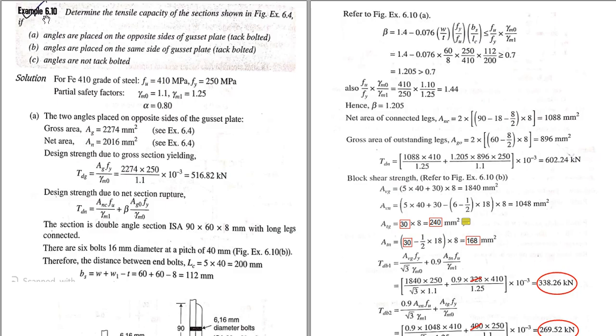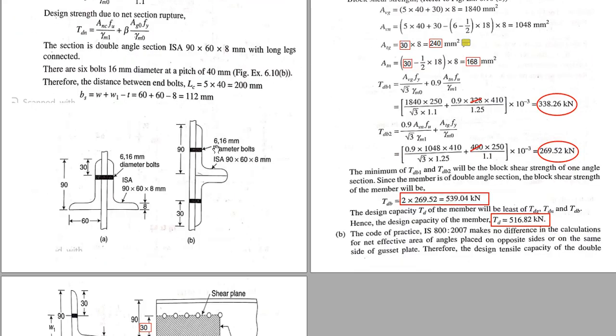So the question is: determine the tensile capacity of the section shown in figure 6.4 if (a) angles are placed on the opposite sides of gusset plate, within bracket tag bolted; (b) angles are placed on the same side of gusset plate, within bracket tag bolted; (c) angles are not tag bolted. Let us look at the figure. This is figure A and this is figure B. So this is question A actually and this is question B. You have to find the tensile capacity.